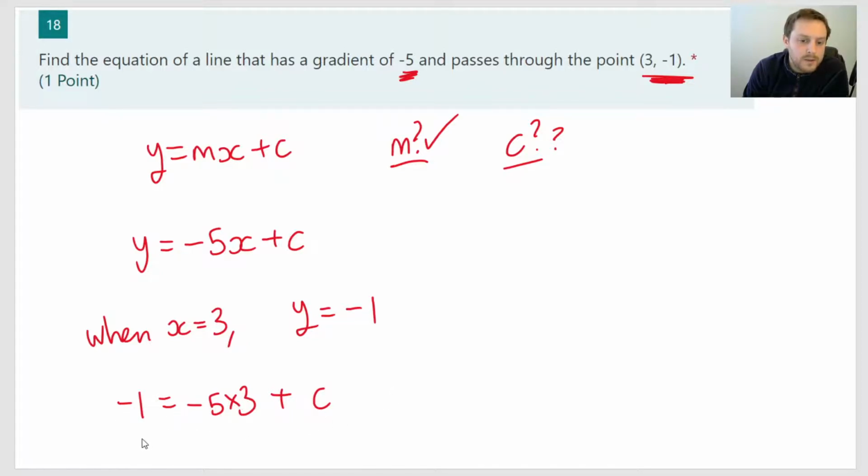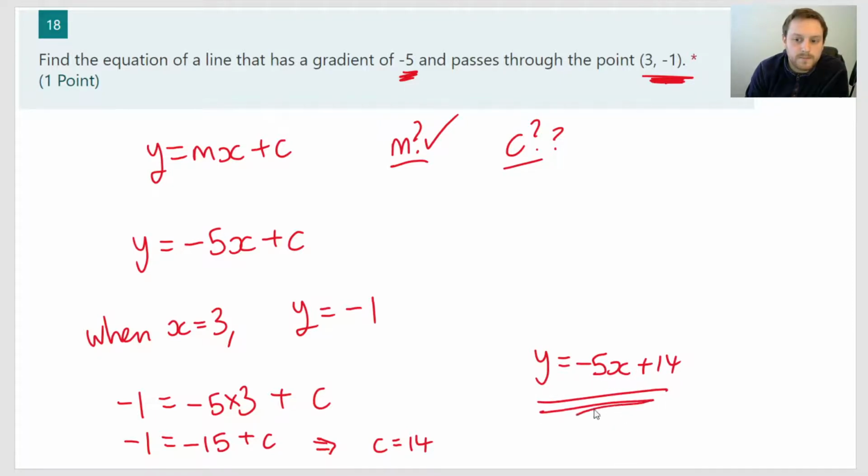So -1 is -15 plus something. So C is, I guess, 14, right? If you add 15 to both sides. So you should have y is -5x plus 14.